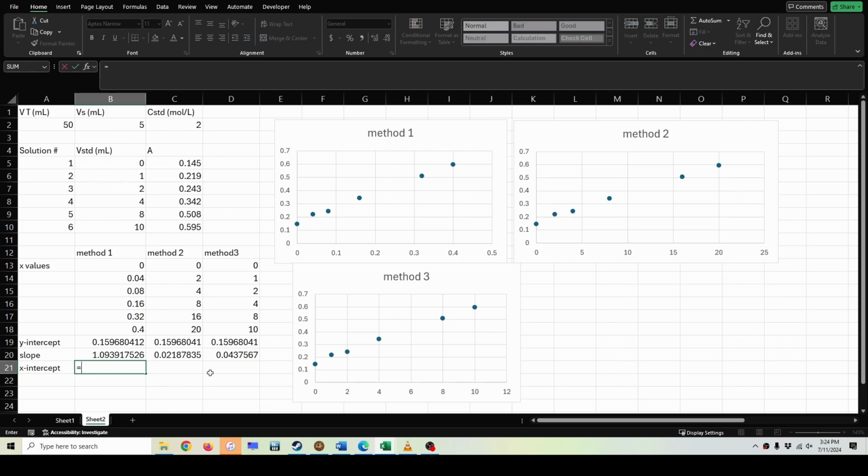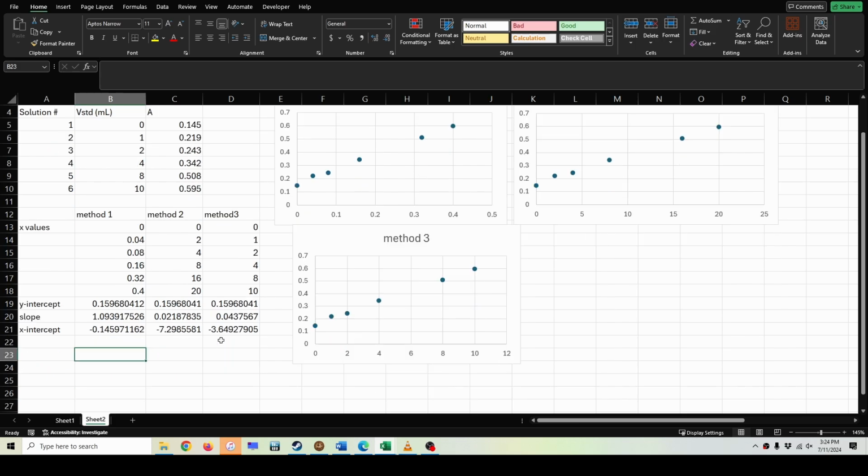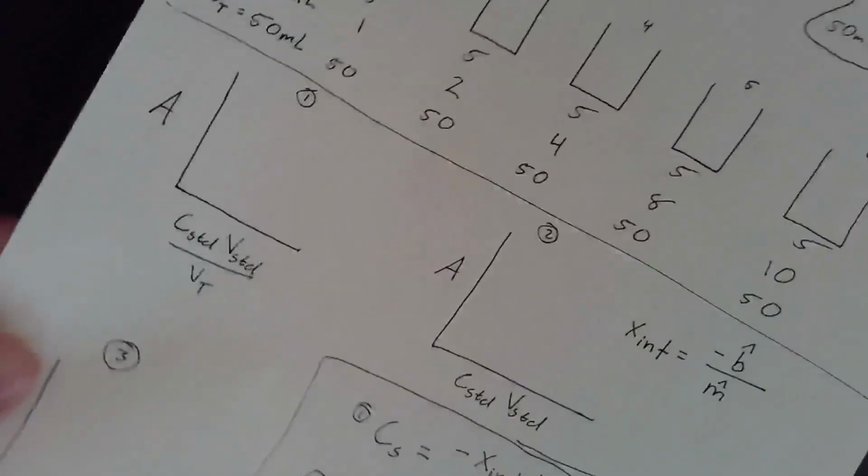Then the x-intercept, like we said, is negative y-intercept divided by slope. There we go. So those are the x-intercepts for each one of these methods. Then now we're going to use, and I'll show it here just to kind of try to remind ourselves.